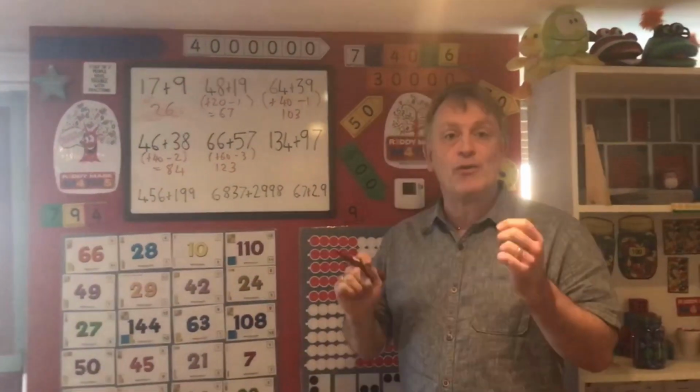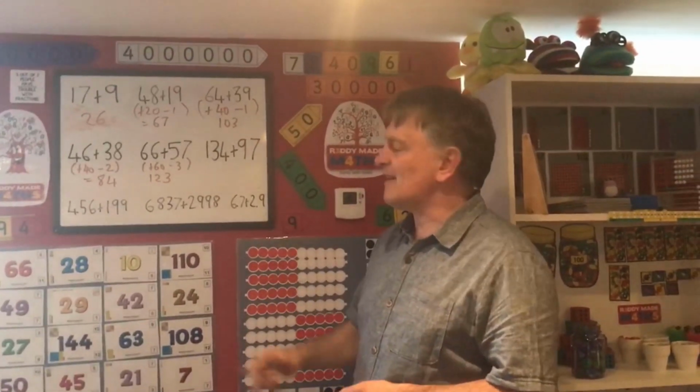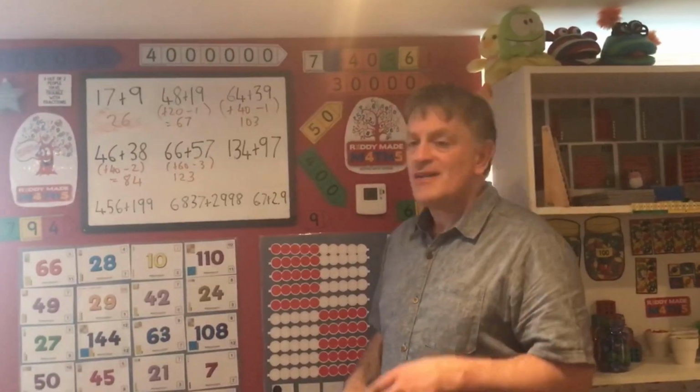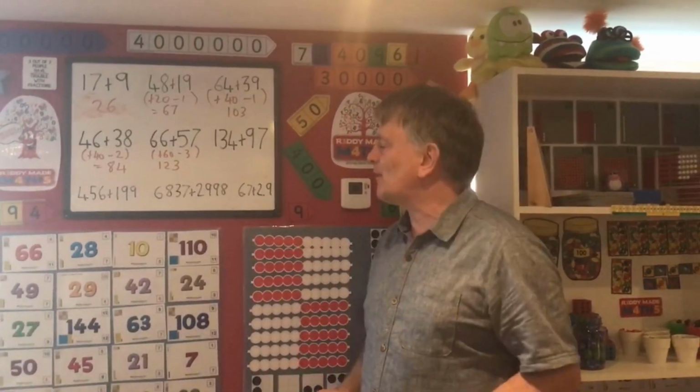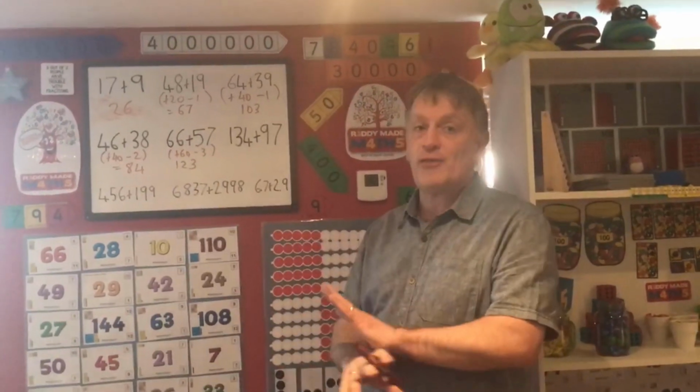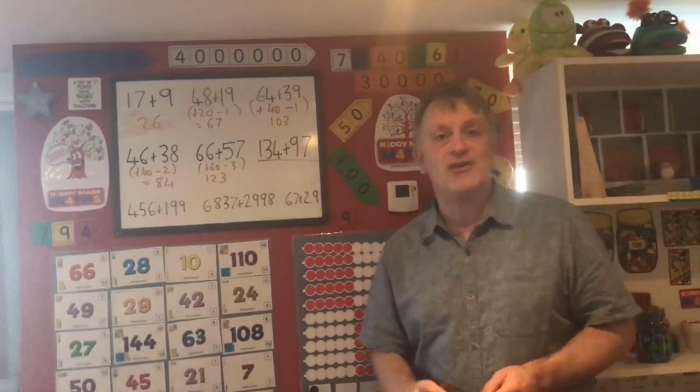I think we can see now how good this strategy is. That calculation as a partition is quite complicated. 60 and 50 is 110, 6 and 7 is 13, 110 and 13, quite a complicated one. Add 60, subtract 3, much quicker. But it's this one here which really brings this strategy out.